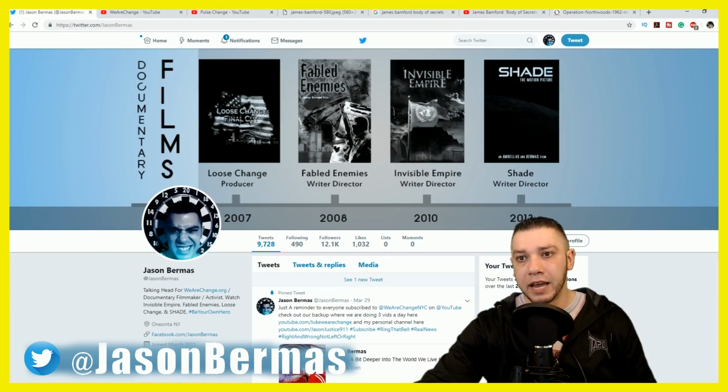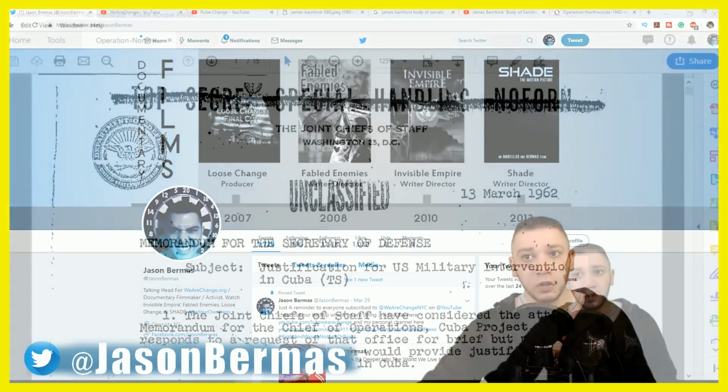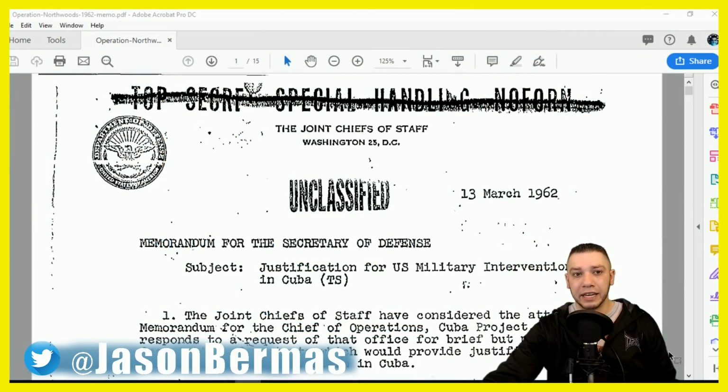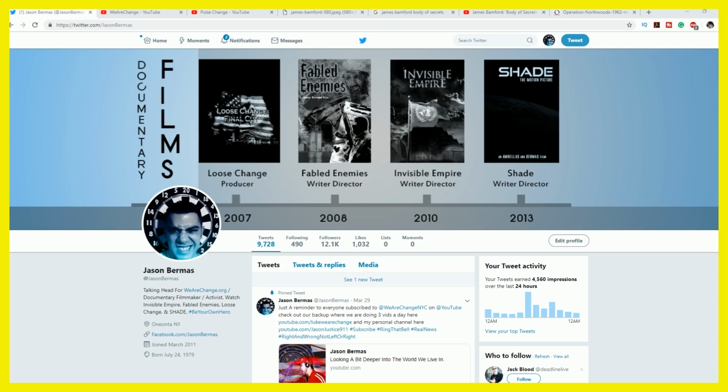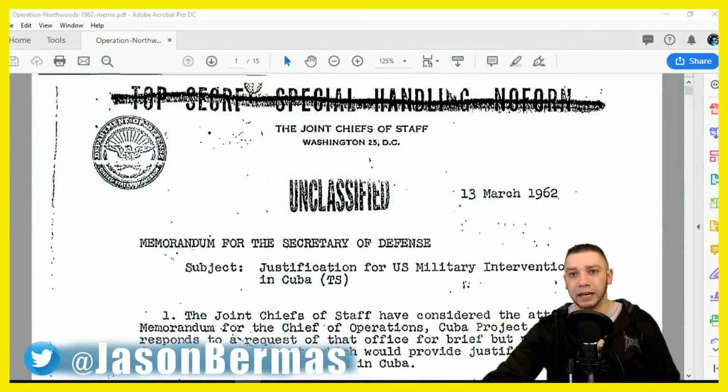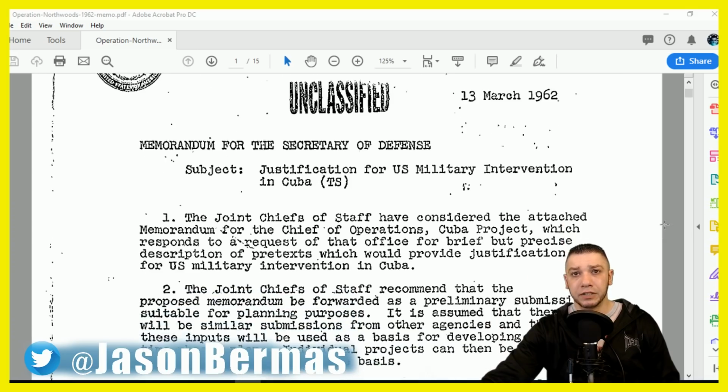So let's jump right into it, because this is a 1962 document for a pretext to invade Cuba, and it goes all the way through the Joint Chiefs of Staff. Let's read every single bit of this bad boy, and we're going to break it down as we go through it. So let's start her off.